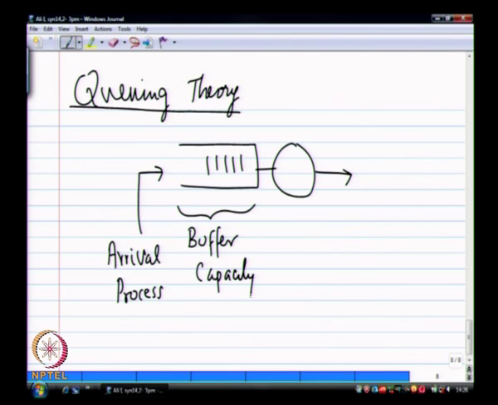Sometimes we talk buffer capacity, sometimes we talk system capacity. System capacity is the total number of customers in the system, including the ones being queued and the one that is in service. That is also referred to as system capacity. If you look at a bank teller, then including the guy who is being serviced, we will say the total capacity of each queue is 5.